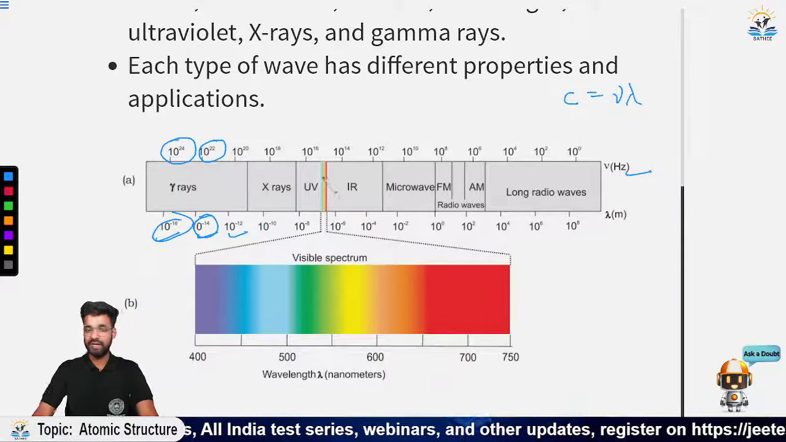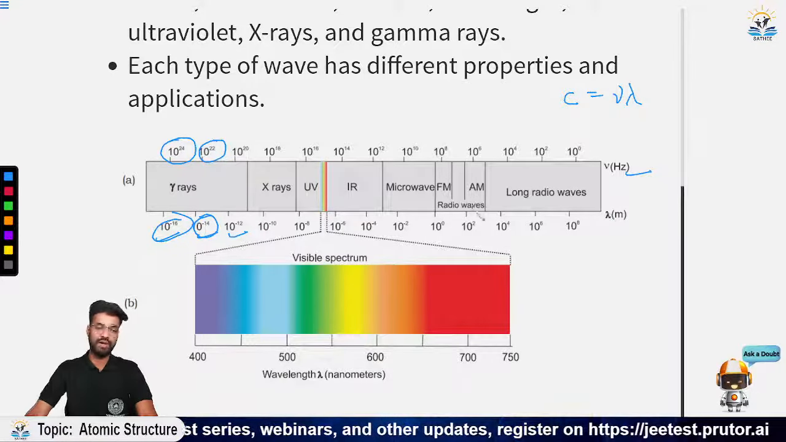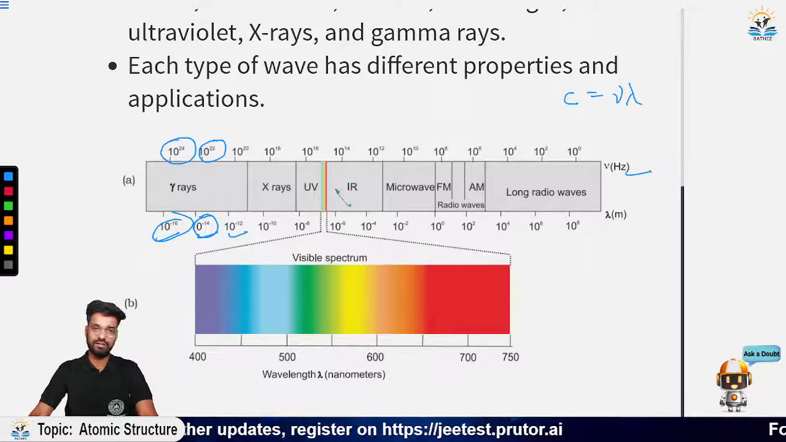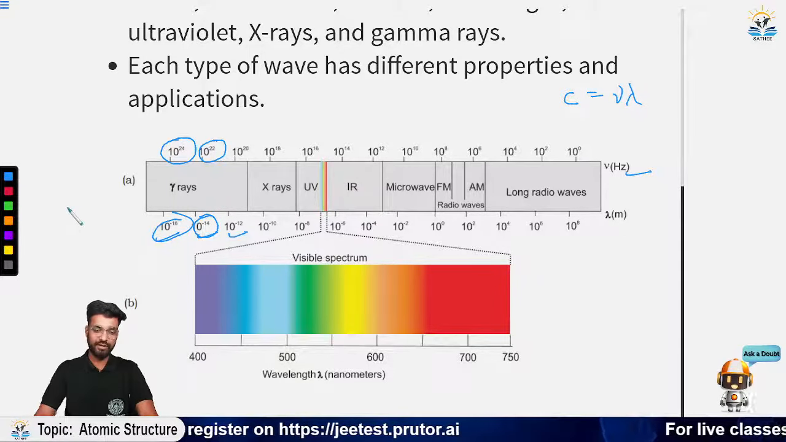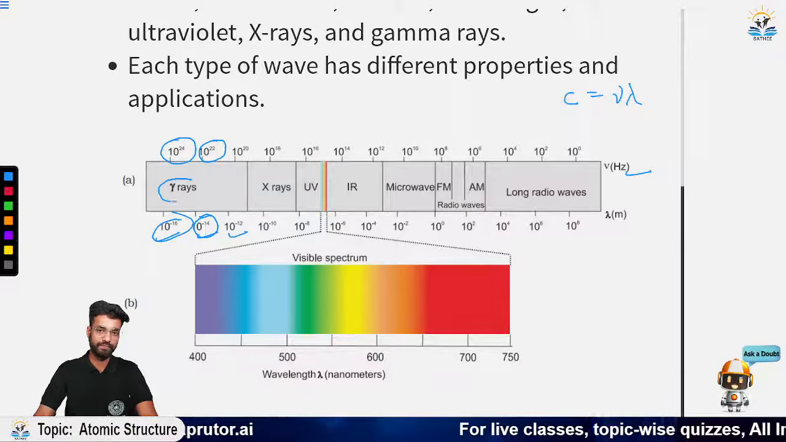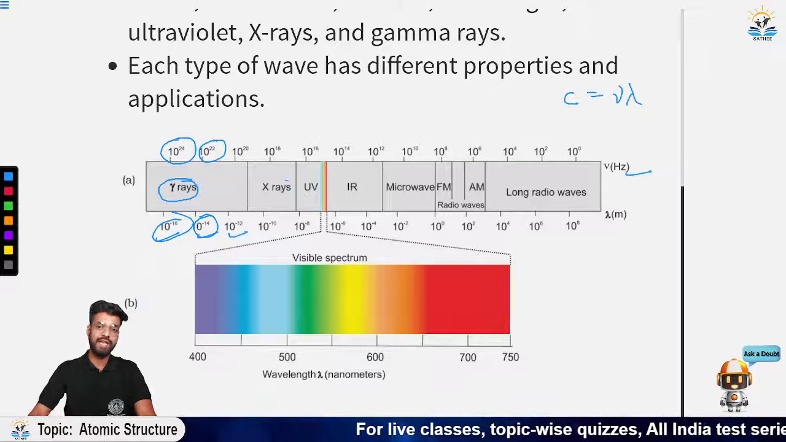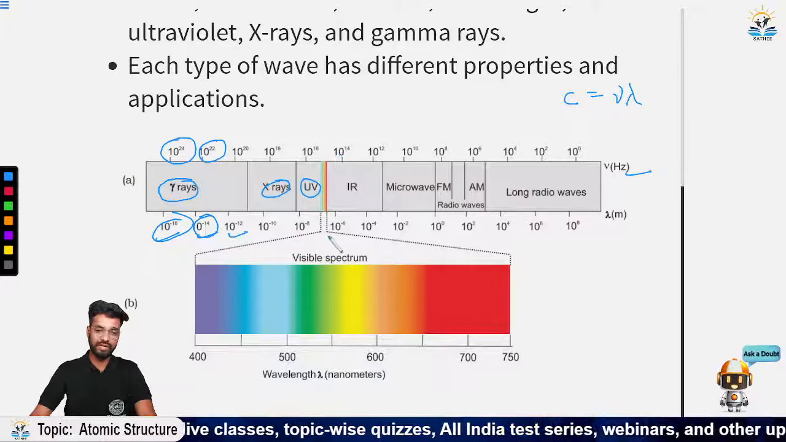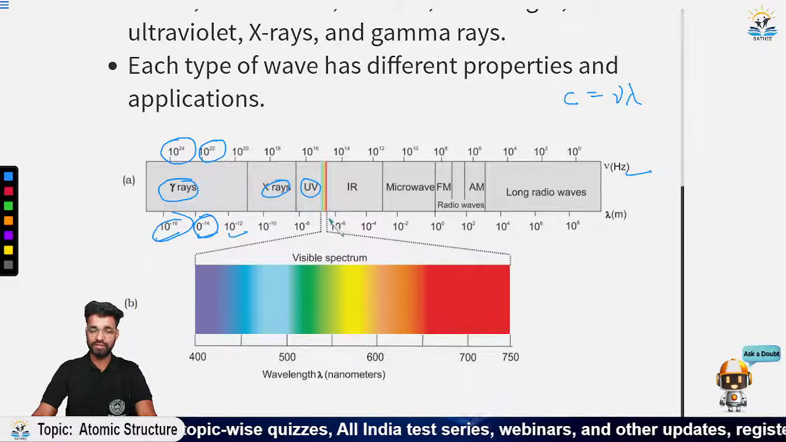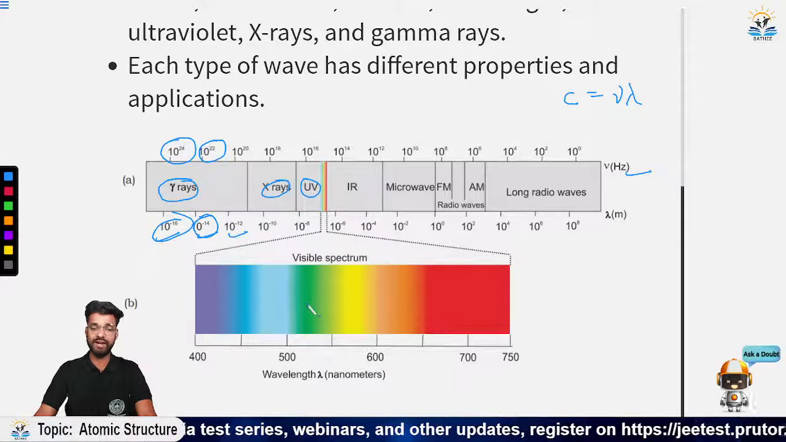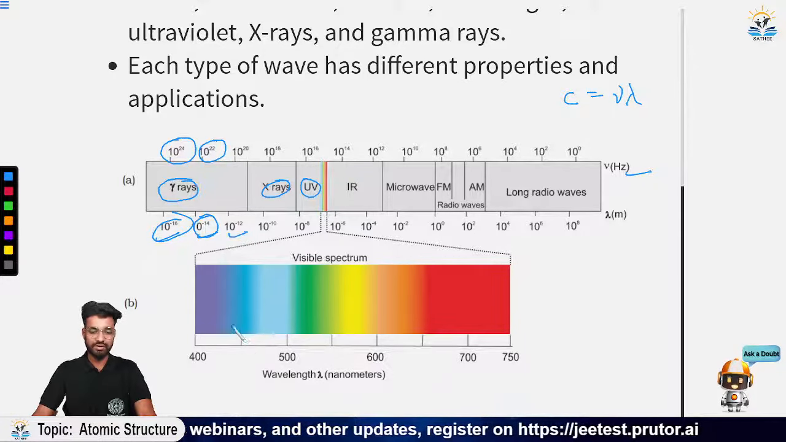Now we divide this electromagnetic spectrum into various parts depending upon the frequency and the wavelength we consider. The electromagnetic radiation with the maximum frequency is called gamma rays. Then we have the X-rays, then the UV. This is our visible spectrum. So what is the visible spectrum? It is the light or electromagnetic radiation which is visible to our naked eyes. It consists of this much light.